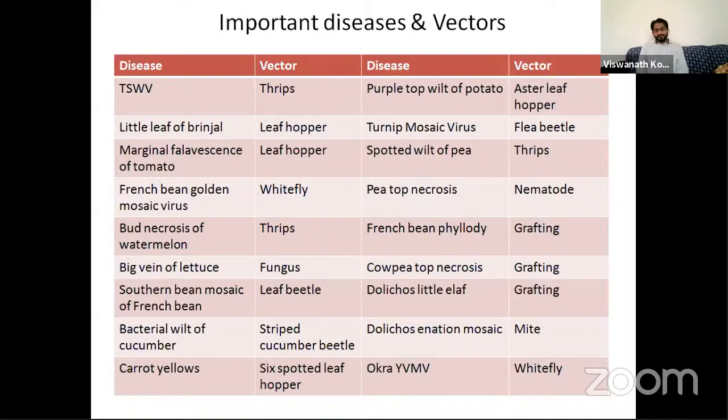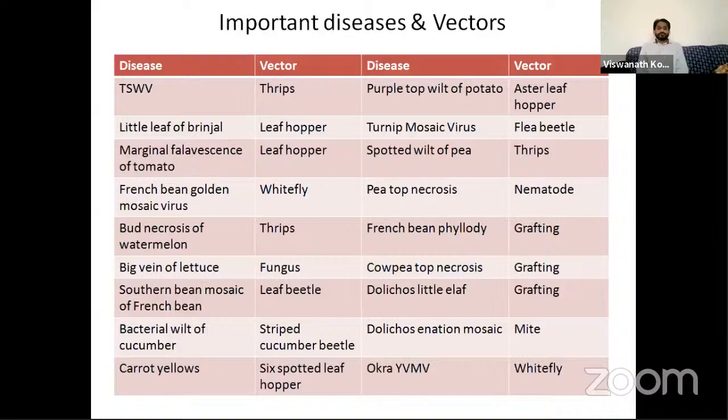Aphids and whiteflies, second pest. Tomato spotted wilt virus is transmitted by thrips, little leaf of ginger by leafhopper. You can go through this table and read what the different diseases are and what the vectors of those diseases are. Carrot yellows is transmitted by six-spotted leafhopper.